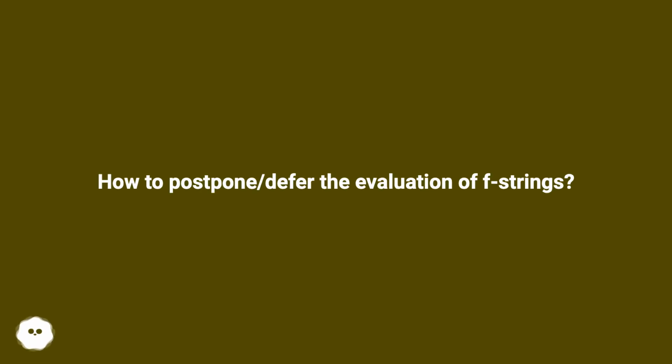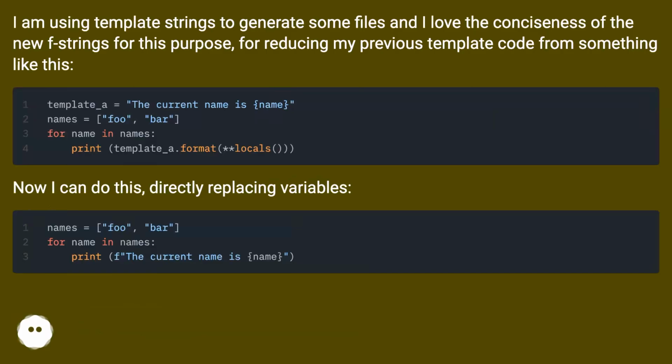How to postpone/defer the evaluation of F strings. I am using template strings to generate some files, and I love the conciseness of the new F strings for this purpose, for reducing my previous template code from something like this. Now I can do this, directly replacing variables.